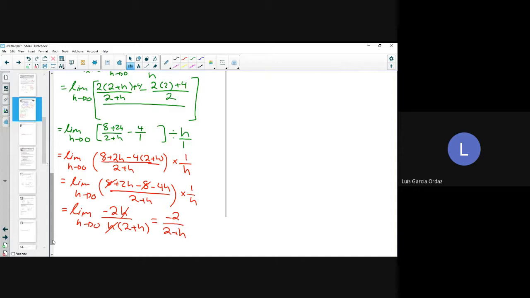So as h approaches 0, I need to figure out what happens when I sub in 0 for h. I get negative 2 over 2 plus 0, which is equal to negative 1. Okay? So that means the slope of my tangent to the curve at that point is going to be negative 1.